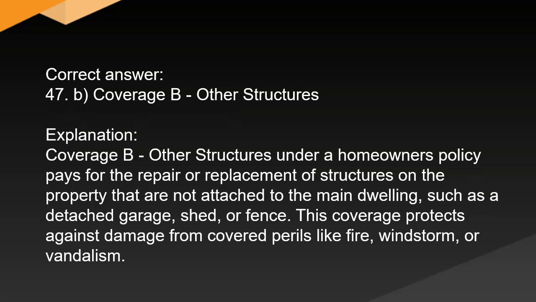Correct answer. B. Coverage B. Other structures. Explanation. Coverage B. Other structures under a homeowner's policy pays for the repair or replacement of structures on the property that are not attached to the main dwelling, such as a detached garage, shed, or fence. This coverage protects against damage from covered perils like fire, windstorm, or vandalism.